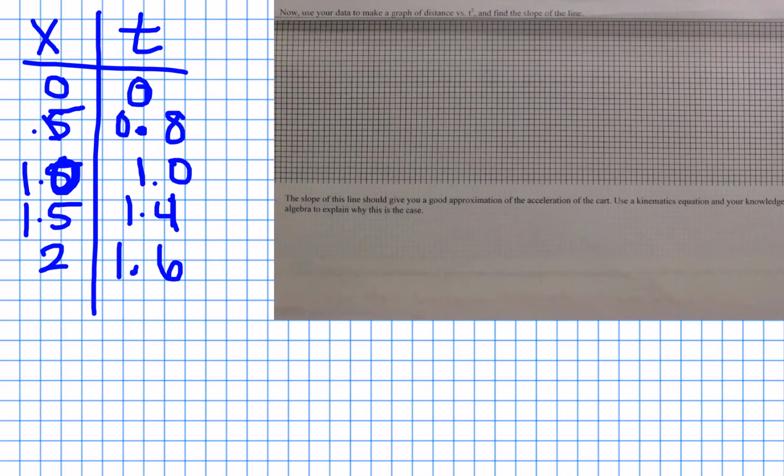So let's say you had x and your t measured, which you should have, and hopefully you got 0, 0, even if it wasn't in your data, but that is true. We also have, a lot of you guys did 0.5, 1.0, 1.5, and 2. And you would have had some times to go along with those. So here we have our data.